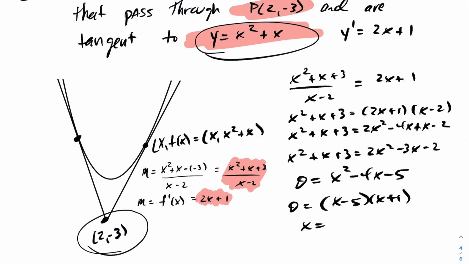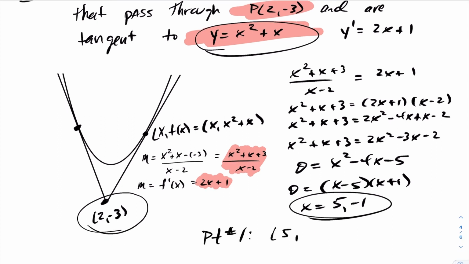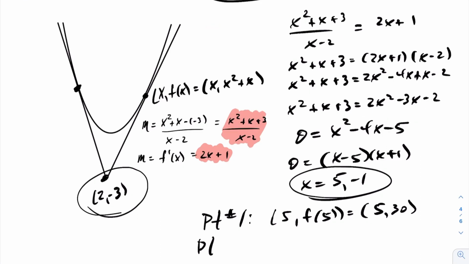So we actually get 2 values here. One is 5 and the other is negative 1. So it turns out that the 2 points on the curve y equals x squared plus x, whose tangent lines pass through the point (2, -3), are point number 1, (5, f(5)), which would be the point (5, 30), and the second point, point number 2, (-1, f(-1)). Again, notice I'm not subbing into my derivative, I'm subbing into my original function, in which case we get the point (-1, 0).